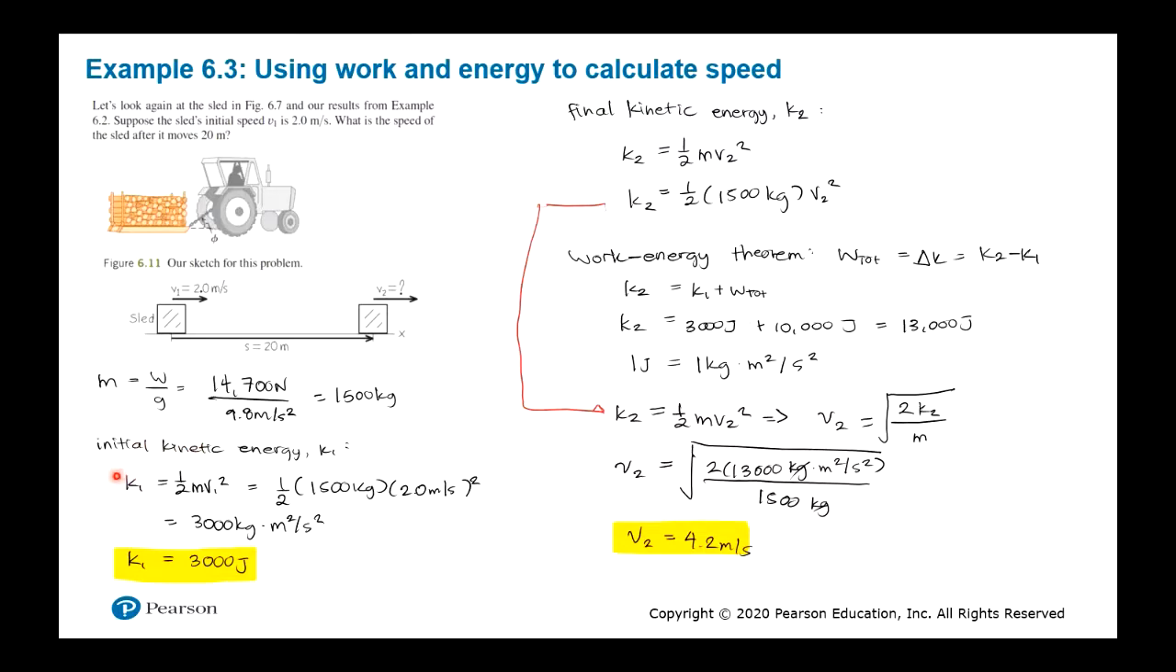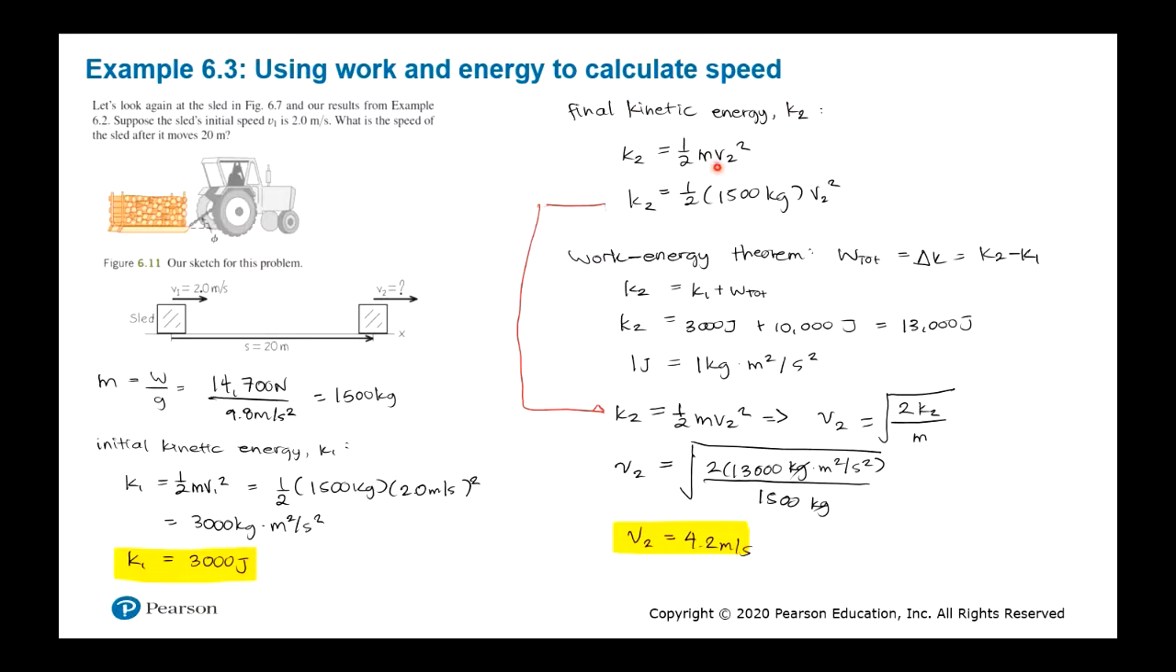We know that the kinetic energy can be calculated using 1/2 mv². We already have the value for the mass, 1,500 kilograms, and your initial velocity is also given at 2 meters per second. So 1/2 times 1,500 kilograms times 2 meters per second squared is equal to 3,000 kg·m² per second squared, giving you an initial kinetic energy of 3,000 joules.